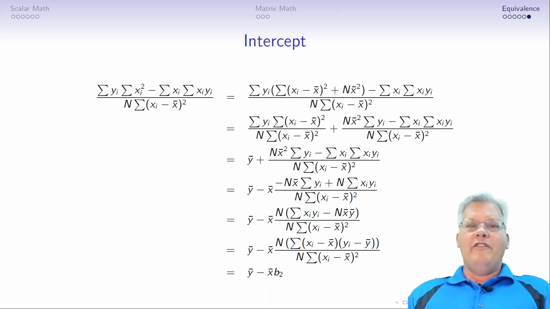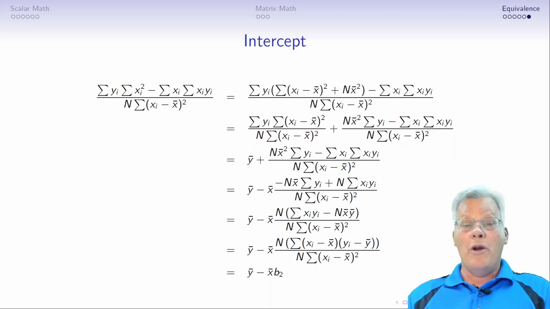So what we've done now is we've considered the ordinary least squares estimator as an algebraic tool and nothing else. We've derived it with scalar math, we've derived it with matrix math, and we've shown that the two are numerically equivalent.